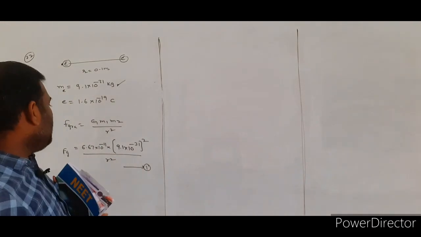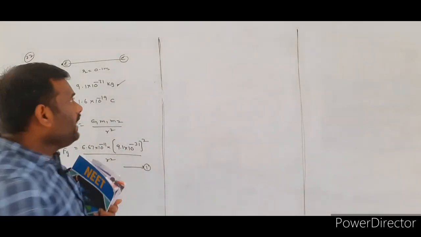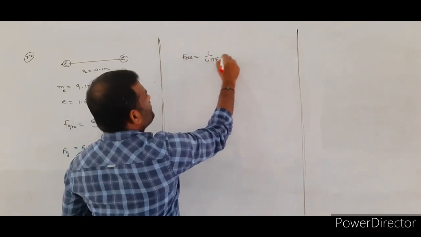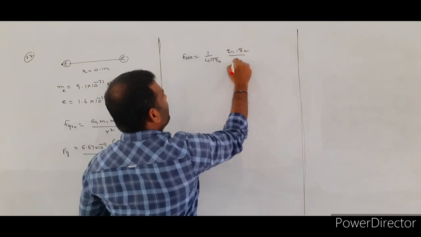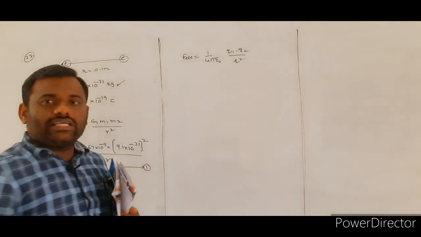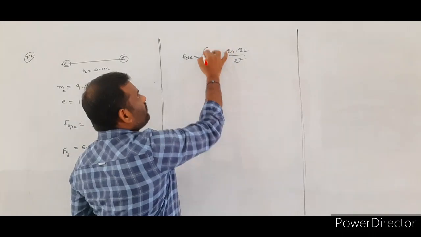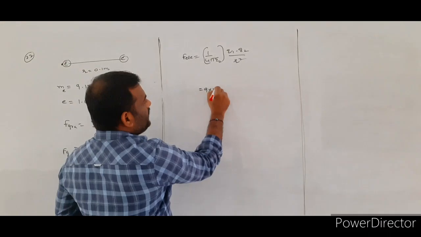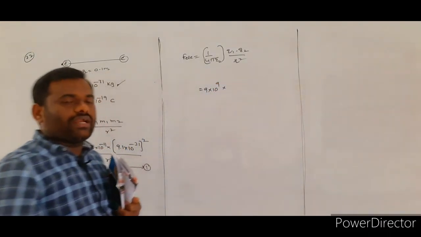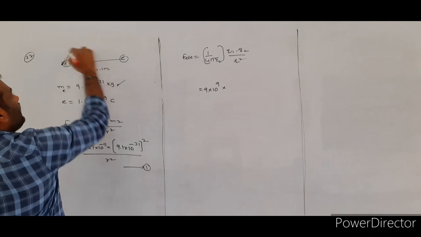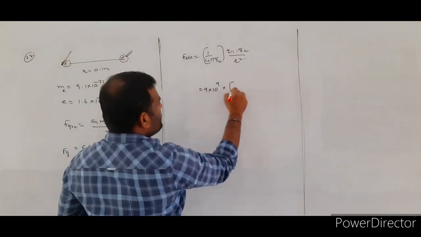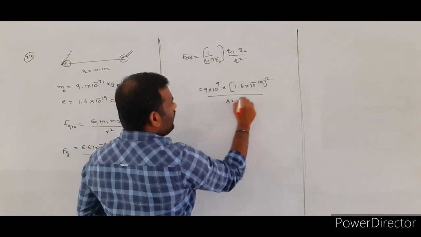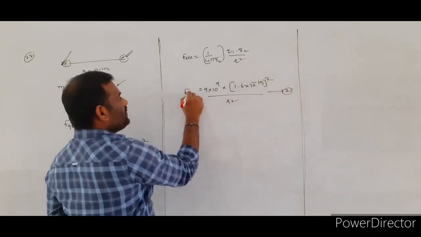Now, we have to calculate the electrostatic force. F electrostatic force formula is 1 by 4 pi epsilon naught Q1 Q2 by r square. This 1 by 4 pi epsilon naught will be the proportionality constant. Its value is equal to 9 into 10 power 9, and both are the electrons only. That means their charge will remain the same. Therefore, 1.6 into 10 power minus 19 whole square by again r square will be there. Let it be equation number 2.